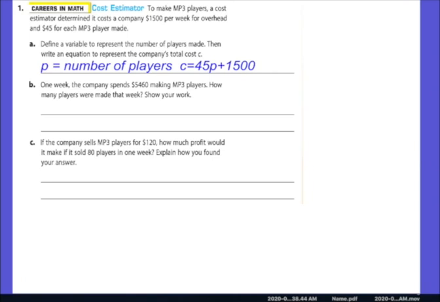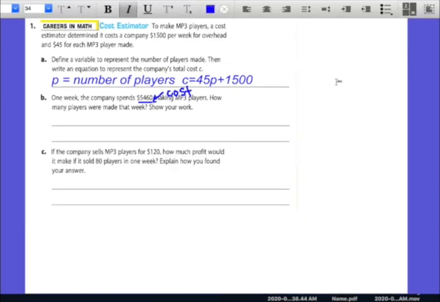All right, so part B of this problem says one week the company spends $5,460 making MP3 players. How many players were made that week? Show your work. So I need to go back and think about 5,460. That represents the cost? Well, we just wrote an equation that we can use here. So let's use this equation.